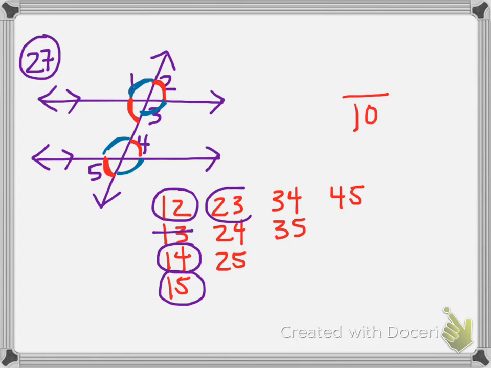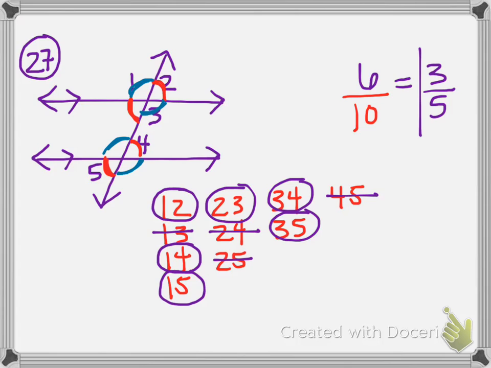2 and 3 are different colors, those are supplementary. 2 and 4 are the same colors, so they're congruent, they're not supplementary. 2 and 5 are the same colors, so those are congruent, not supplementary. 3 and 4 different colors, those are supplementary. 3 and 5, different colors, those are supplementary, and then 4 and 5, those are the same color, so those are not supplementary, they're congruent. So if I count the ones that I circled, I've got 6 out of the 10, and that reduces to 3/5. There's a 3/5 probability that if I choose 2 of those 5 angles at random, they will be supplementary.